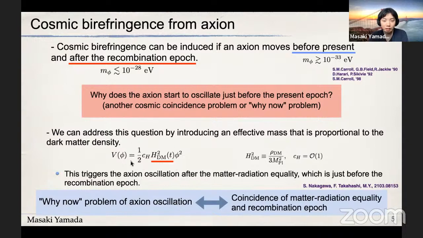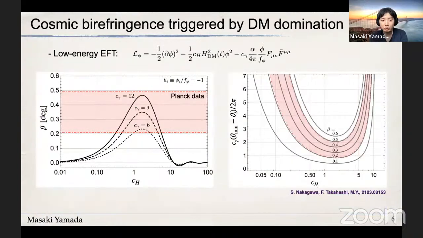And I will show you later about the UV complete model of this effective mass term. But before that, let me show you the resulting birefringence angle in this model. So the low energy effective field theory is very simple. We have a kinetic term for the axion, and we introduce an effective mass term that is proportional to the dark matter density. And we have a Chern-Simons coupling to the CMB photon.